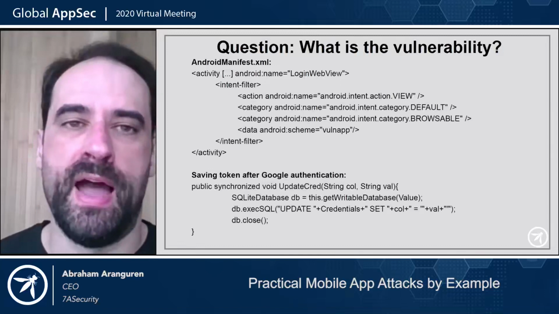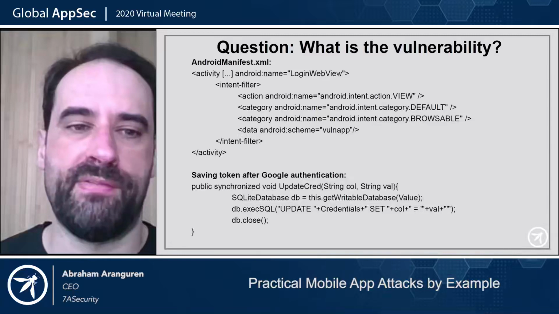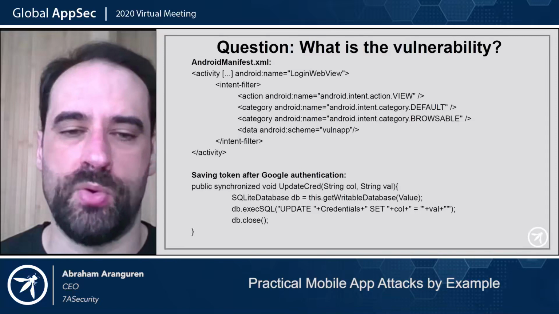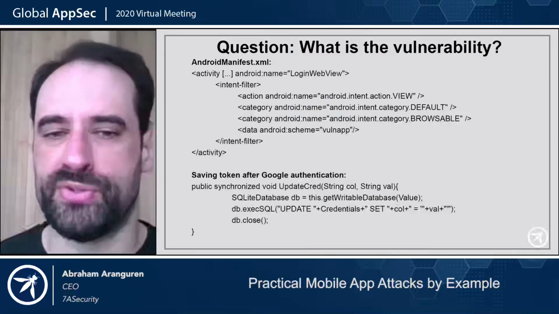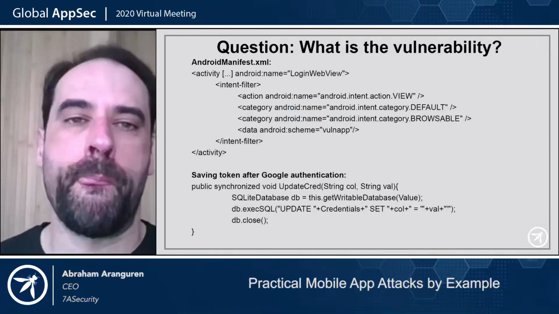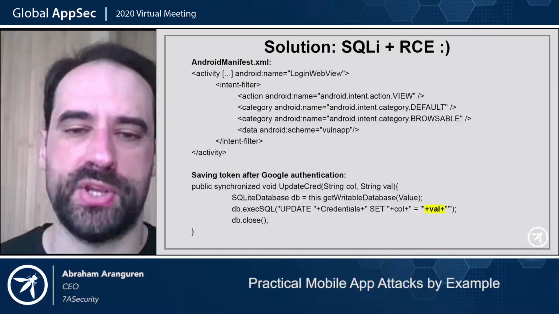So we have a login web view that is browsable, and then we have here how the token that comes from Google is being saved. So pause the video, try to figure out what the vulnerability is, and now I'll jump to the solution. So the solution is that we have SQL injection and code execution.